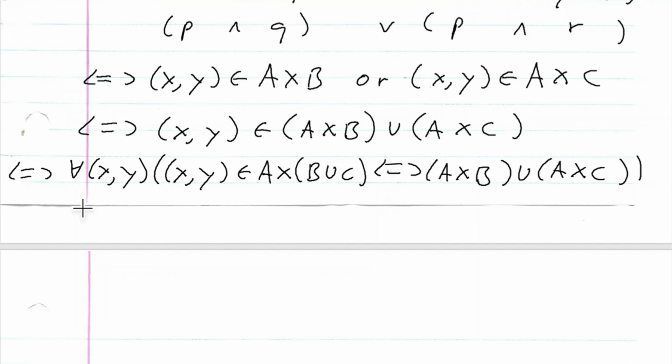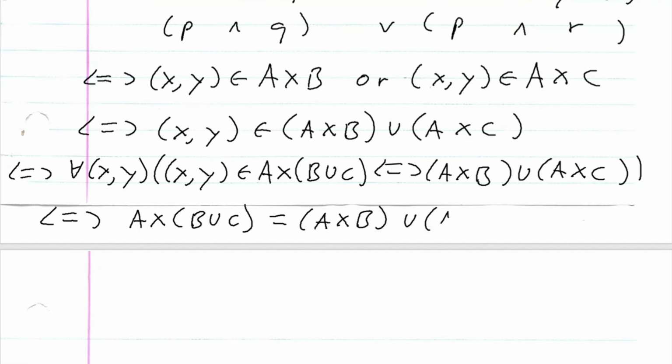So this tells us, of course, that A cross B union C is in fact equal to A cross B union A cross C. And that is the proof.